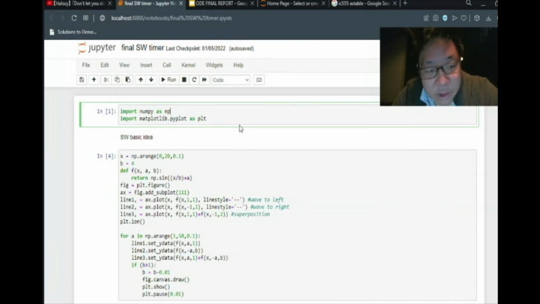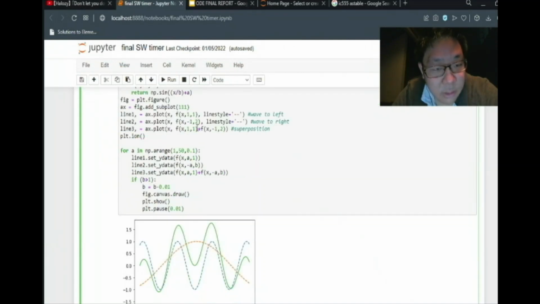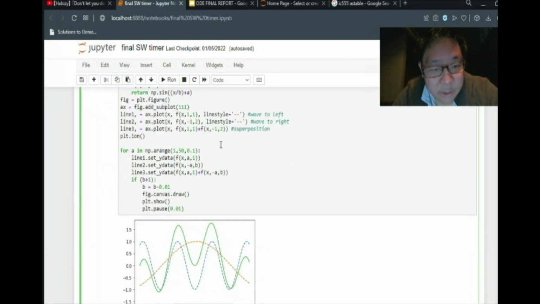The first thing we do is import numpy and matplotlib as usual. And then next are the parameters of the standing wave: the time, the amplitude, and the period. And here we'll draw the three waves. First is the wave that's moving to the left, and the next one is the wave that's moving in the opposite direction, which is to the right. And finally we have the superposition of the two waves.